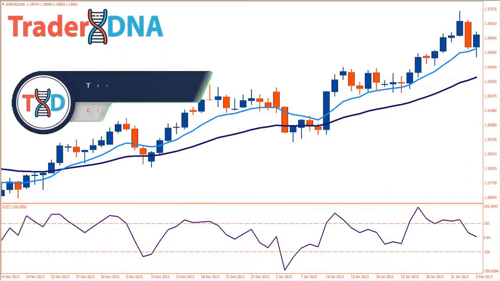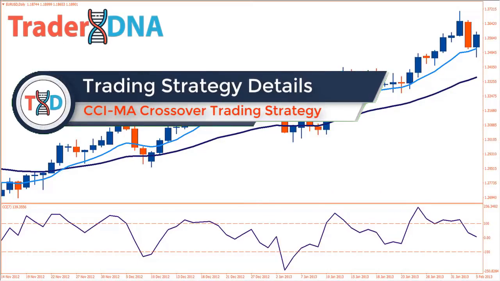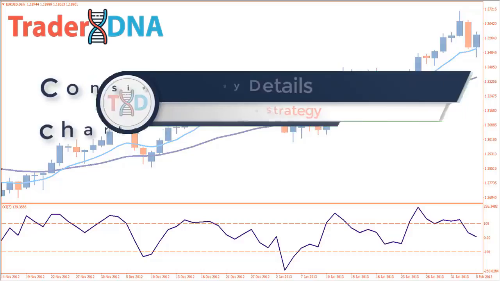CCI moving average crossover trading strategy details. You can use any time frame, but consider the amount of noise on lower time frames. Consider using 15-minute charts and above.